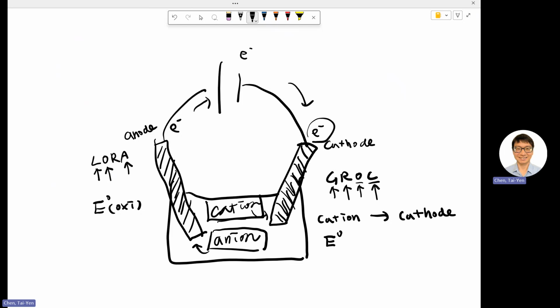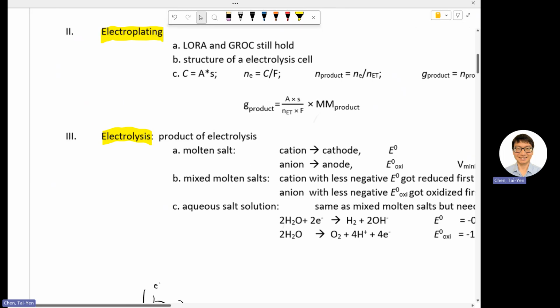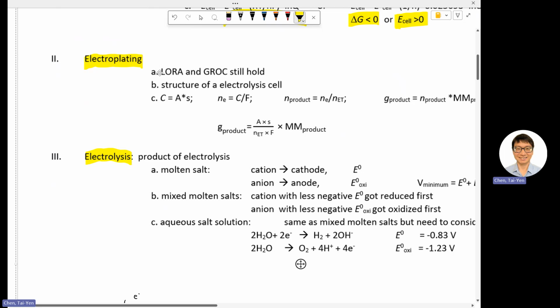And to address those questions, you will really need to know and compare the reduction and the oxidation potentials of different species. So those are the big pictures about today's lecture. Calculation-wise, let's talk about electroplating first. Again, LEO and GER are always true for chapter 17. And for electroplating, the cells have the same structure as an electrolysis cell, which we just discussed.